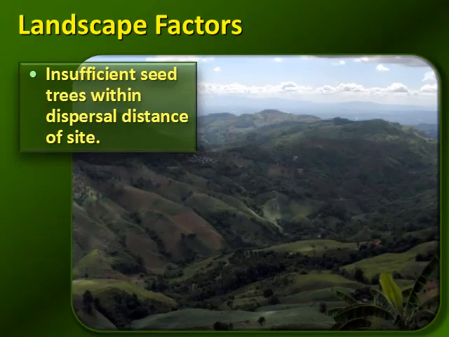If we turn our attention to the landscape, the first critical point in the landscape is insufficient seed trees within dispersal distance of the site.